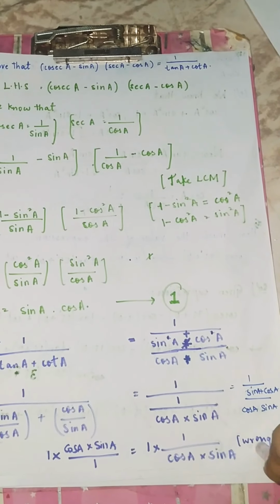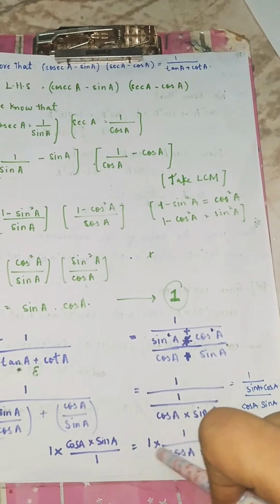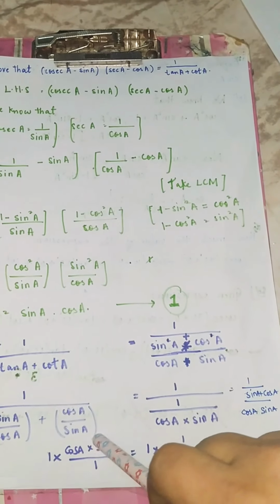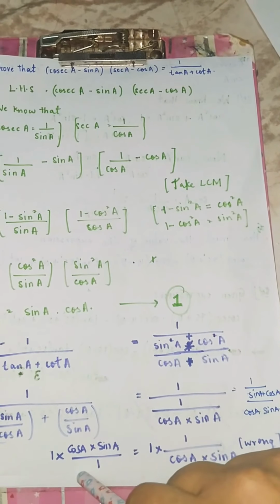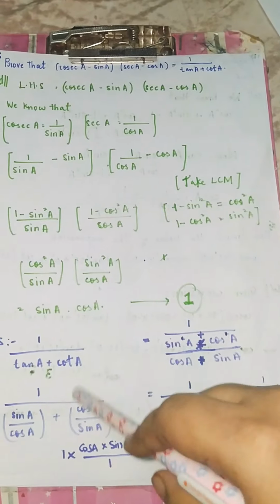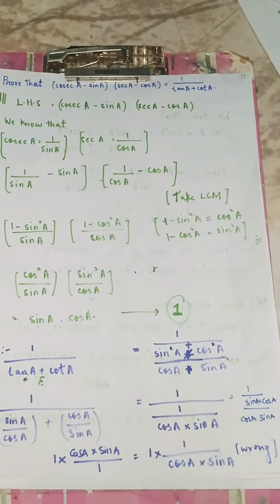This is wrong. You have to take the denominator as numerator and numerator as denominator. 1 into cos A into sin A by 1. What is the answer? Answer is cos A into sin A or sin A into cos A. Here we got the answer. LHS is equal to RHS.